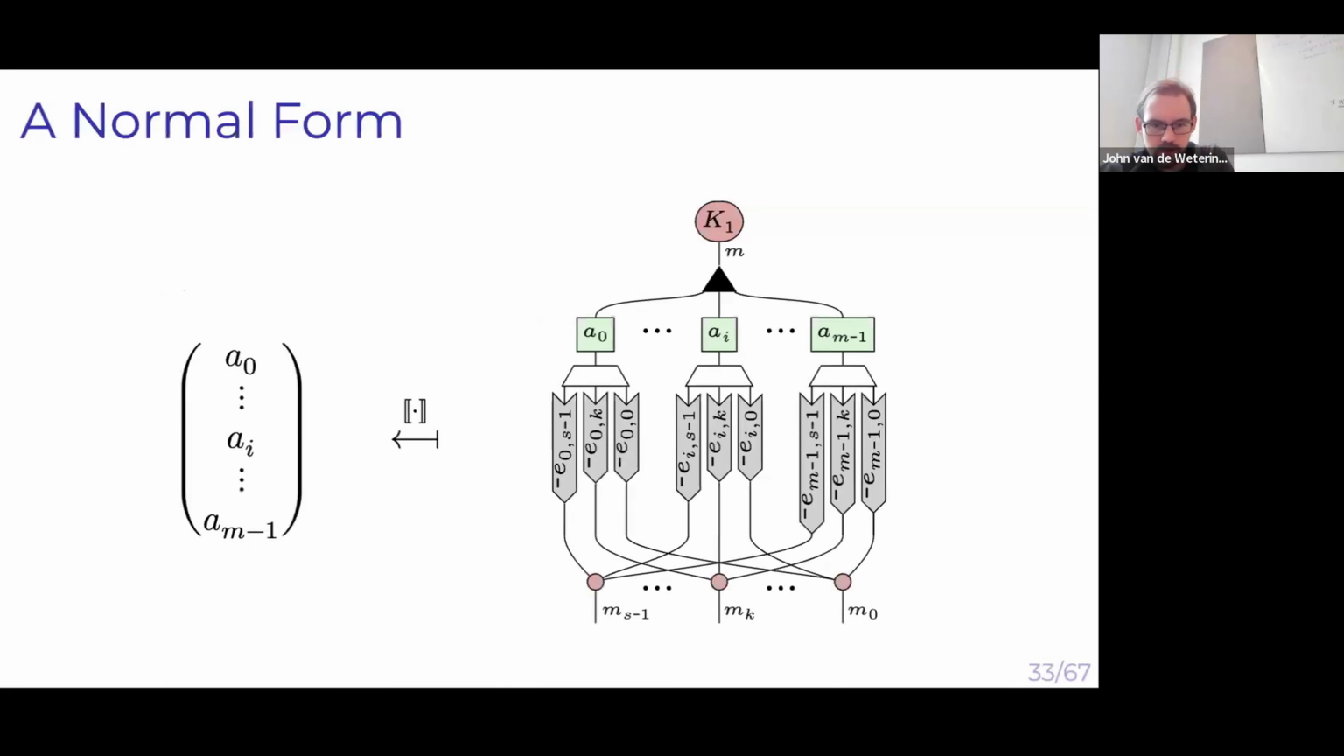Sorry, I'm a bit confused because M seems to be playing multiple roles. M seems to be, sorry? At the bottom, you have this M with a subscript, but also this is different from the M. Yes, so sorry, I should have made this a touch more clear. So this M is the product of all the M subscripts. So M0 times M1 times up to M_{s-1} will be M. So if you multiply all the dimensions at the bottom, you get M.